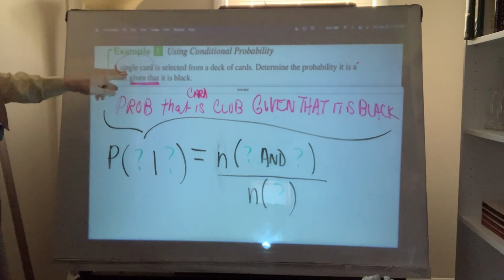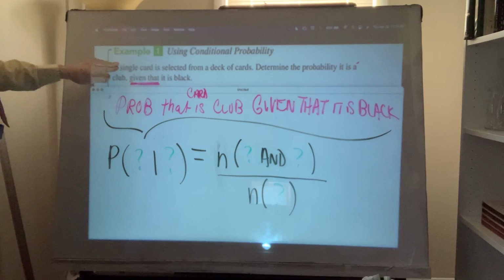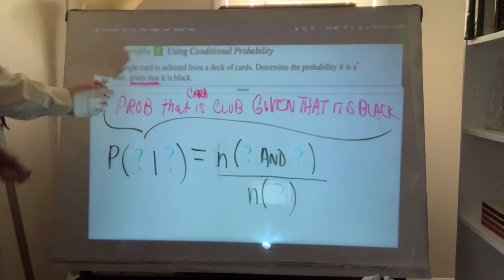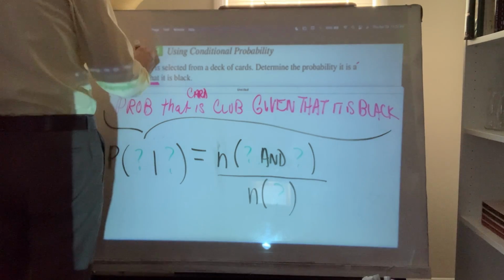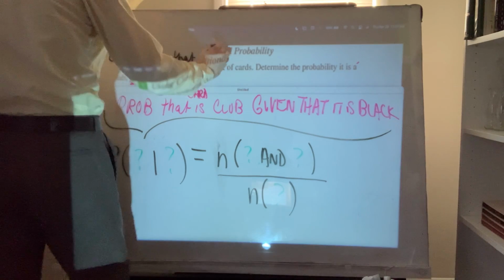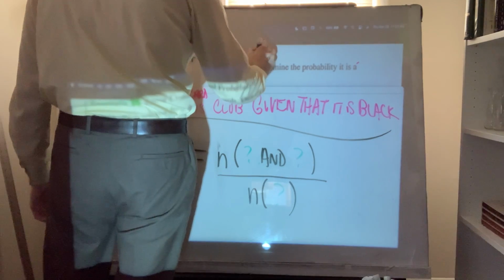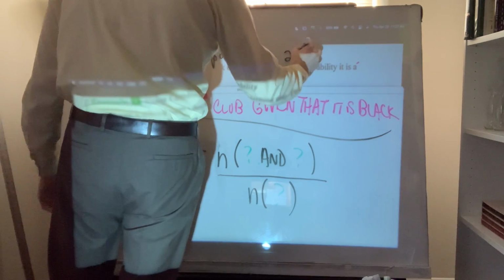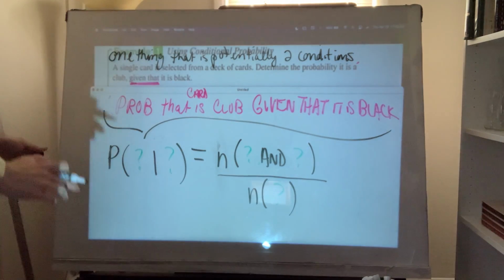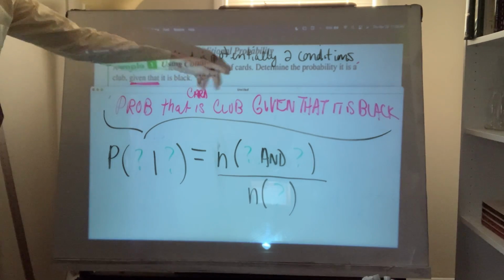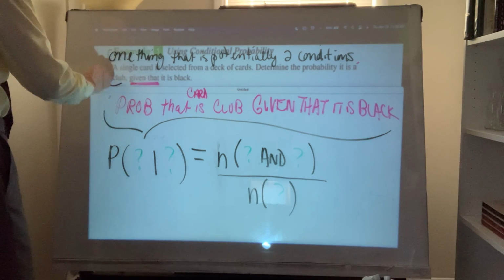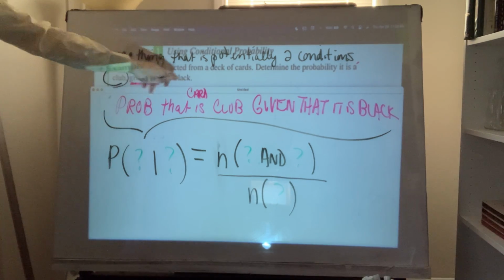Now, starting with this problem, I don't think it would be fair to say that it happens 100% of the time, but think about it for right now as if we're talking about one thing that is potentially two conditions. So we're talking about a single card selected from a deck of assumed 52. Determine the probability it is a club, given that it is black.